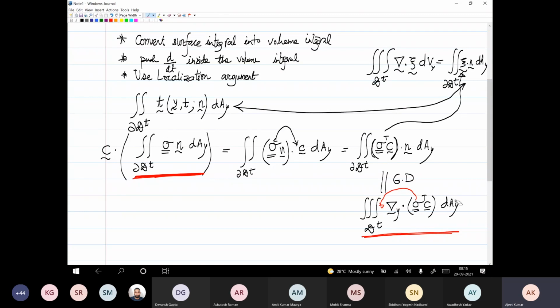Yeah, so Toiba is asking, is it dvy or dy? You are very true that it is dvy, it's a volume integral. Okay, so we can't do that, but let us convert this into indicial notation.